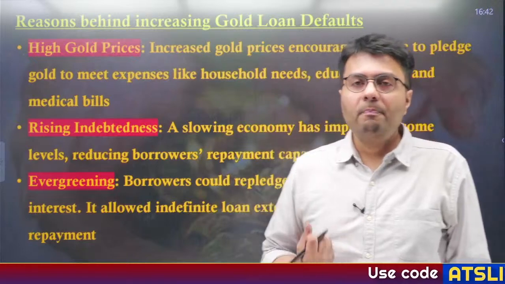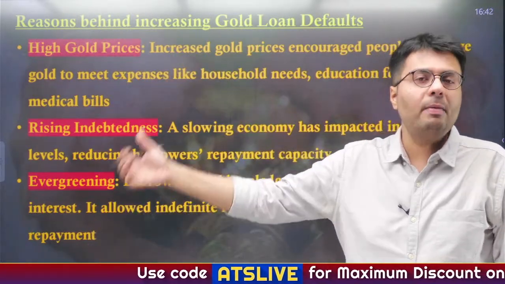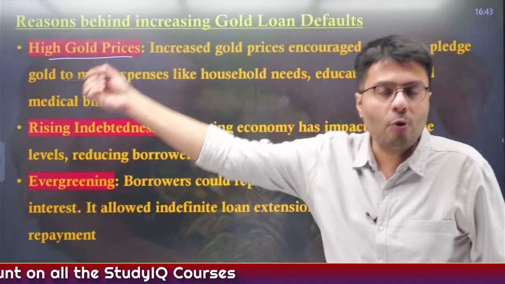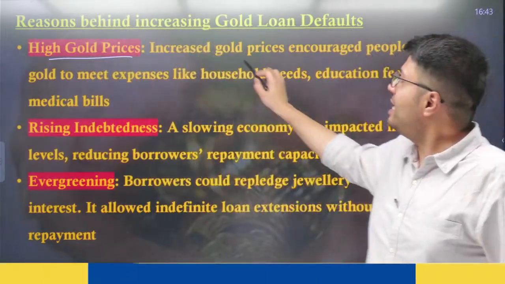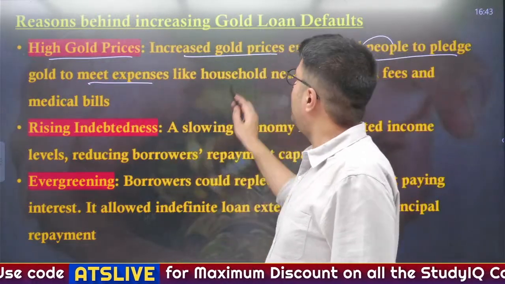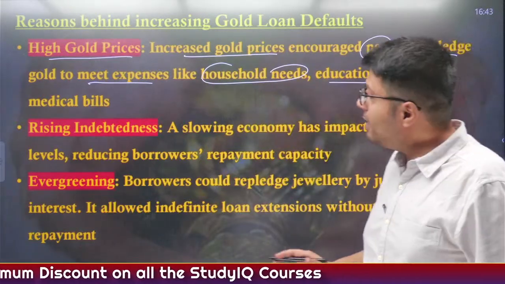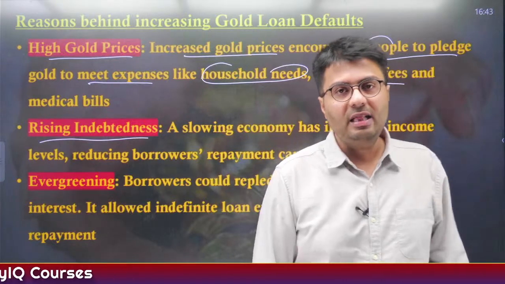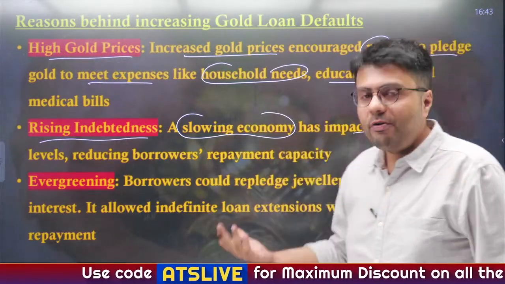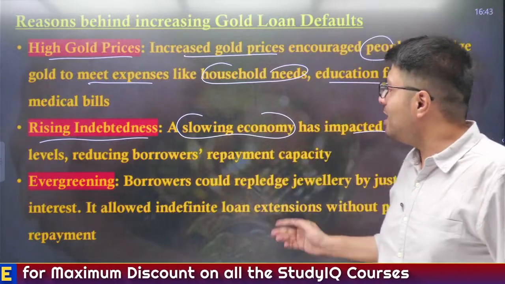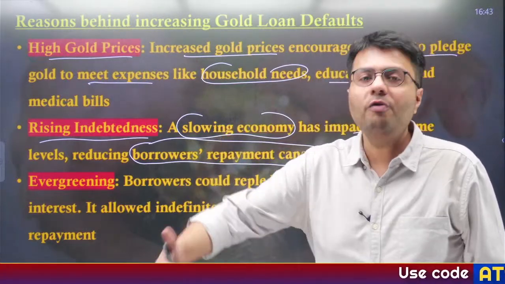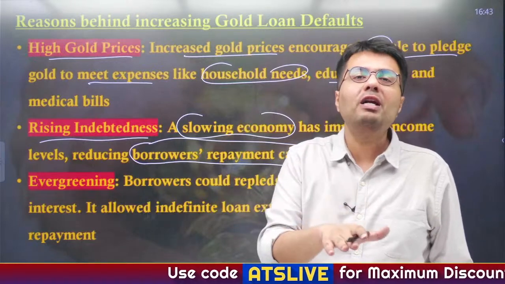Now, what are the reasons people are taking more gold loans against the deposits they make in gold? First is the high gold prices. Whenever the prices of gold increase, naturally you are going to deposit that gold in the banks and take loans from the banks. So the increase in prices of gold has encouraged people to pledge gold as collateral and take loans from the banks to meet their expenses like household needs, education fees and medical bills. Similarly, there is a probability of rising indebtedness in Indian households, because whenever the economy is slowing down, it impacts the disposable income that people have, and whenever the income that people have is less, it naturally means that the borrower's repayment capacity will reduce, right? So suppose you are earning 1 lakh rupees every month, naturally your loan repayment capacity would be quite high as against a person who might be earning 50,000 every month, right?